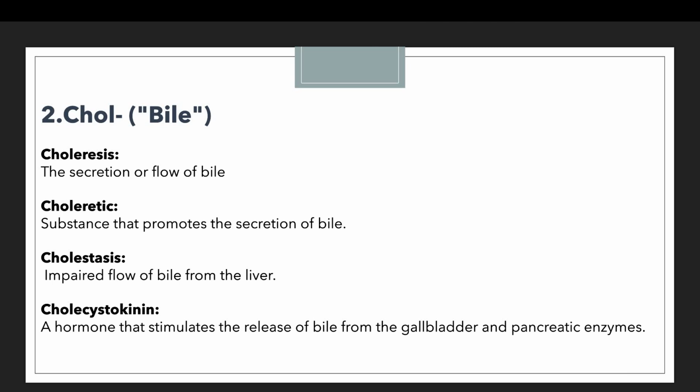Cholecytokinin. Now what is common here in all these examples? Obviously bile. Everything is related to bile. Somewhere we are talking about the secretion or flow of the bile. Somewhere we are talking about the substance which promotes the secretion of bile. And in one example, we are talking about the impaired flow of bile from the liver. So this is the reason why we are using the same kind of prefix, which is col, which denotes the information related to bile. Okay, fine.